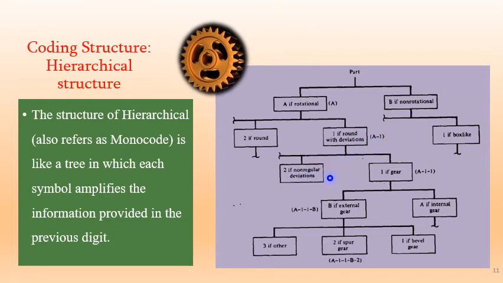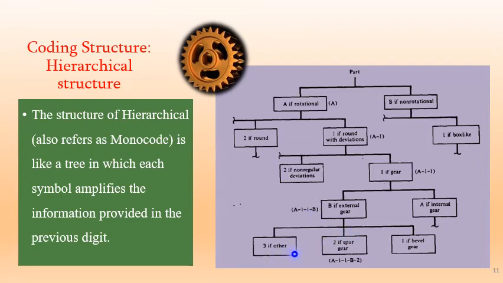Further, if regular or non-regular or with deviation, or if a gear, so we can say that here it's a gear. So now my part code becomes A-1-1. Now, if external gear or internal gear, in this case, based on visual inspection, it's an external gear. So we can assign B as a code. So my new part code is A-1-1 and B.